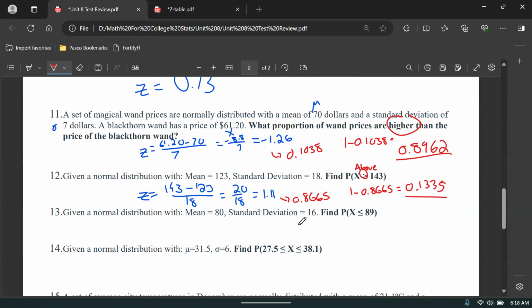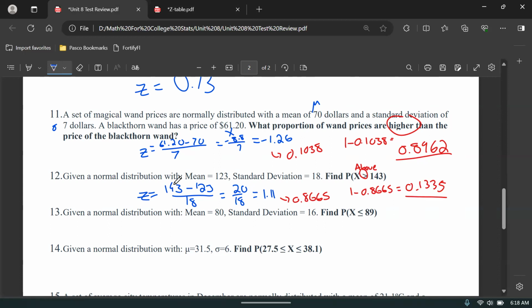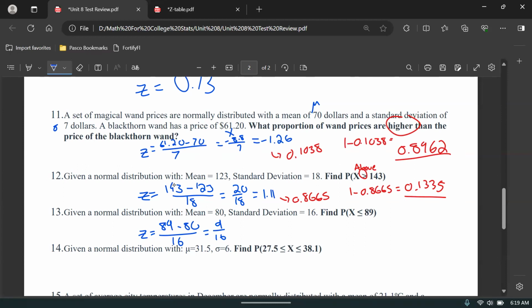All right, let's do it again on the next one. So the next one we have z equals, our x value is 89. Our mean is 80. Our standard deviation is 16. So this will be 9 divided by 16, which is 0.5625. Remember it's the z-score, so we've got to round it. So 0.56, 2 decimal places.